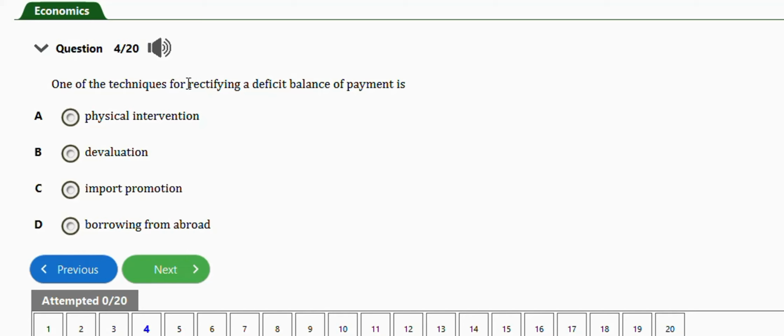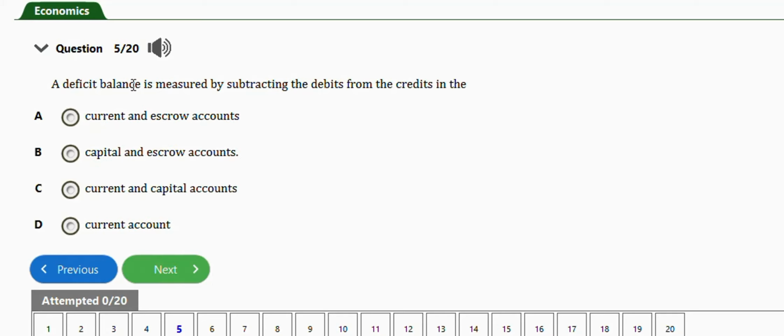Next question says one of the techniques for rectifying the deficit balance of payment is real fiscal intervention, devaluation, import promotion, or borrowing from abroad. So the right answer is option B, devaluation, is one technique for rectifying deficit balance of payment. I've already explained devaluation in question 1.